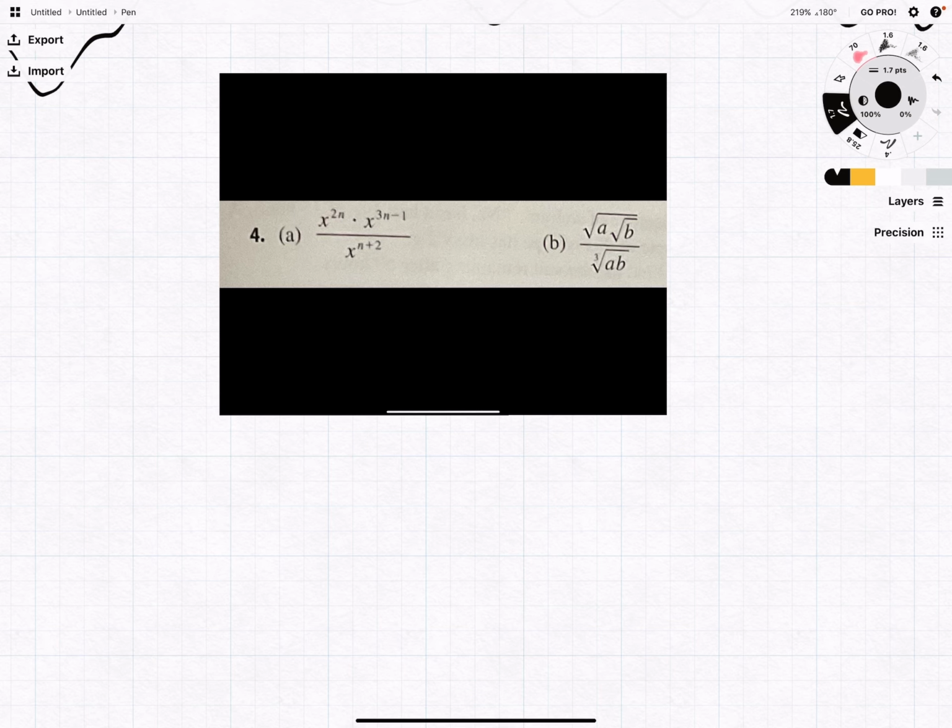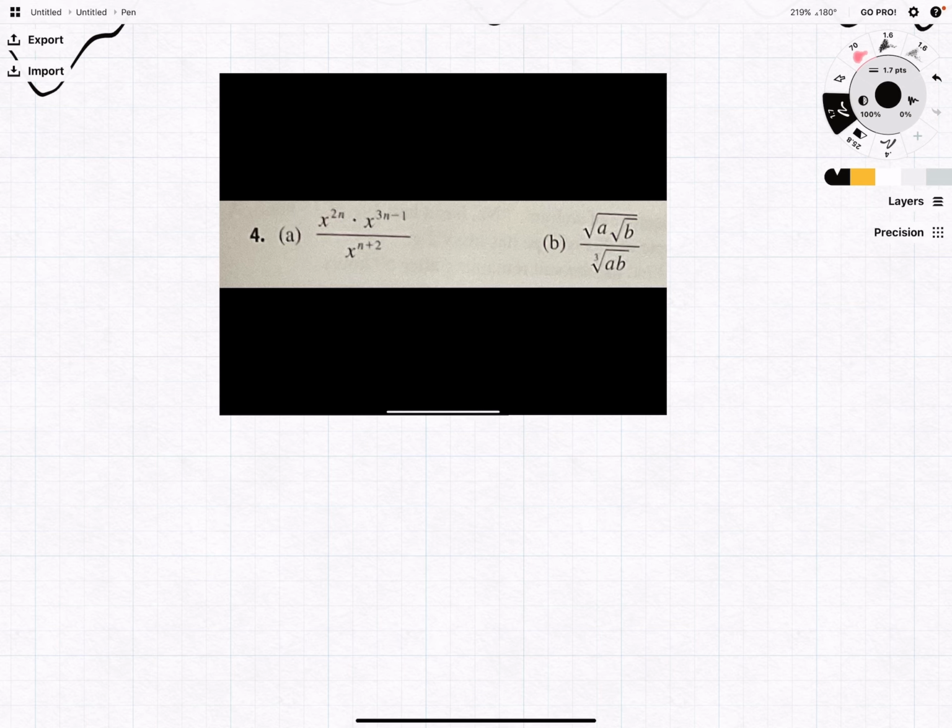This is Stewart Calculus, 8th edition. Section 1.4, problem number 4. Problem number 4 has an A and a B part. And also, before we get started, I'll just say it's pretty algebra intensive, so we'll have to work through everything nice and carefully. So let's go ahead and get started.